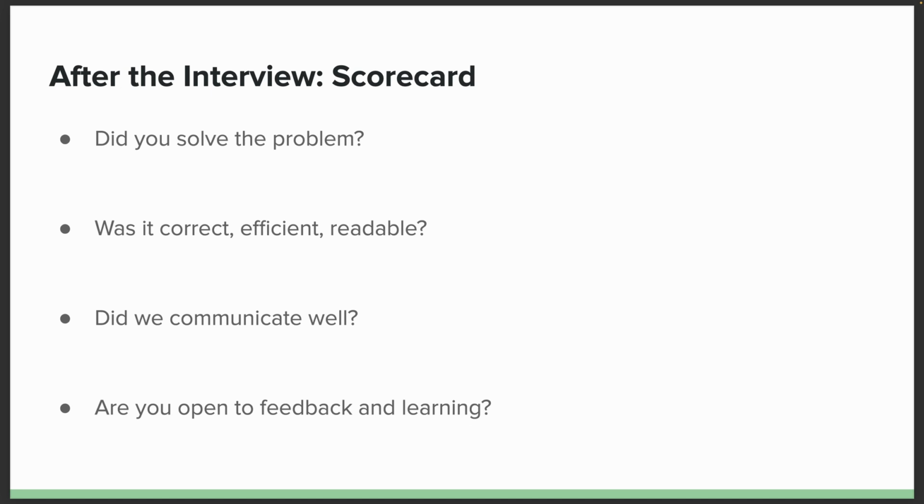Was your solution correct? Was it efficient? Was it readable? All of those things are good, and again, you don't always have to get perfect efficiency on this sort of thing, but it is a thing that I'm looking for.